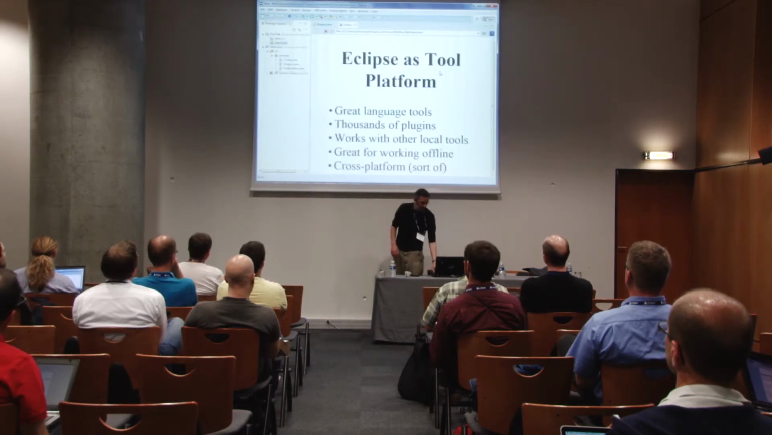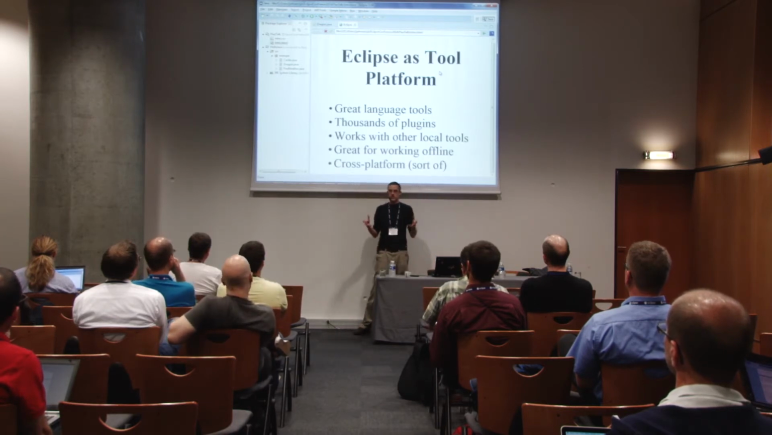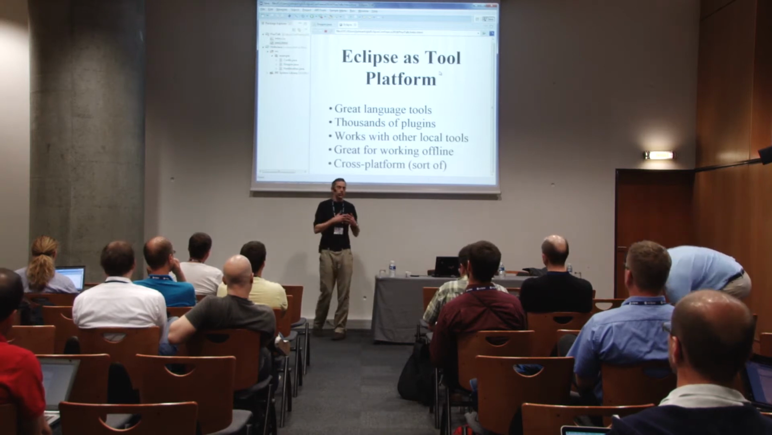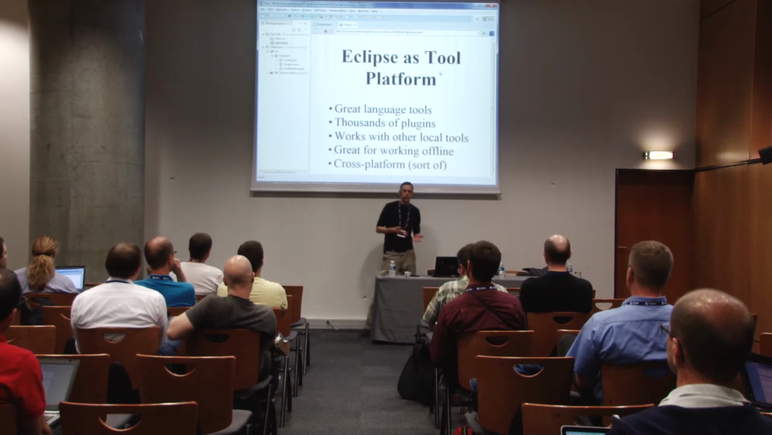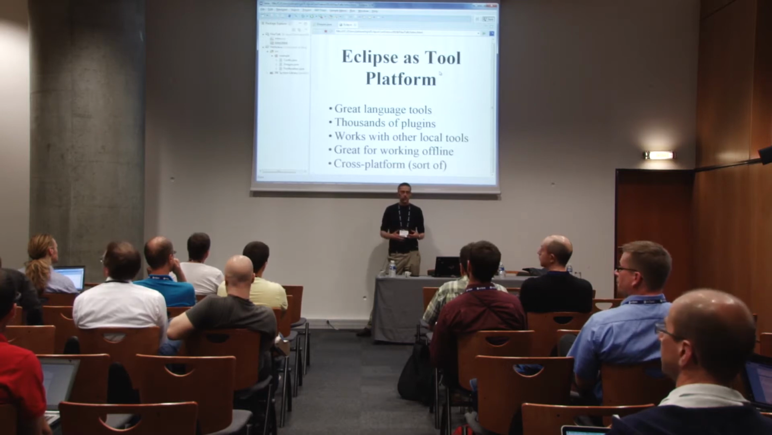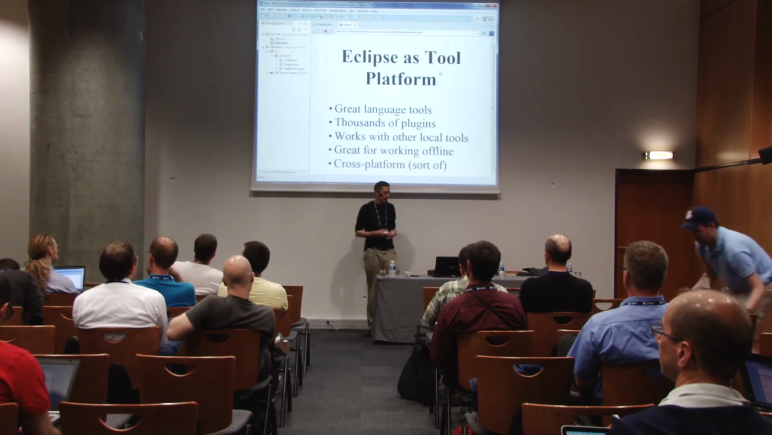Some of the key capabilities that Eclipse has as a tool platform is it's got this massive ecosystem of tools, right? There's language tooling for Java, for C, for PHP, for Ruby, for whatever language you want to do. There's probably tools for it. There's plugins for deployment to whatever you want to deploy to. Whatever your build technology is, there's probably plugins for that. So it's got this huge ecosystem of tools that are available to you.